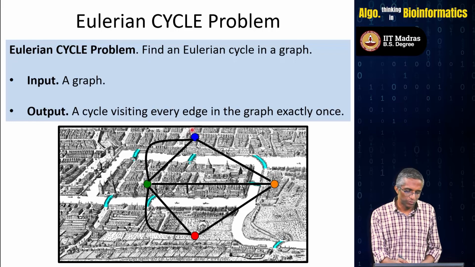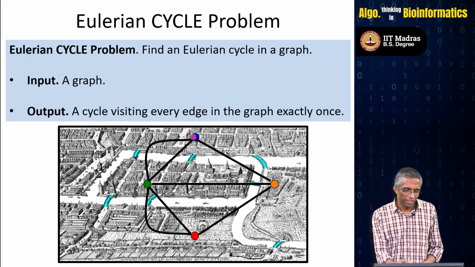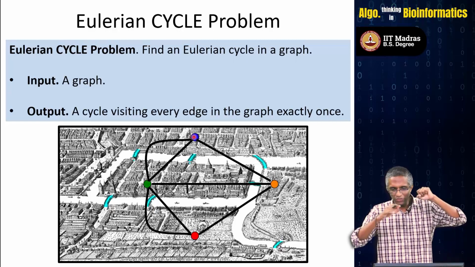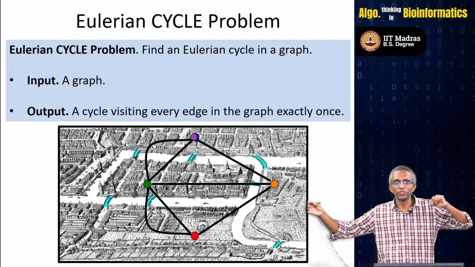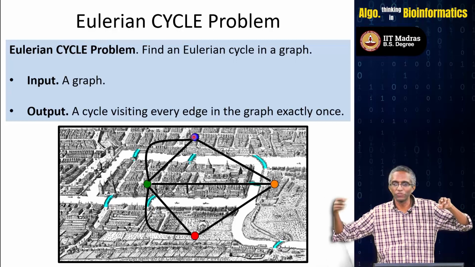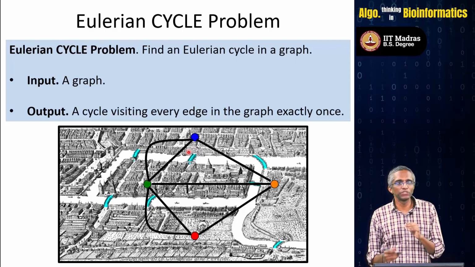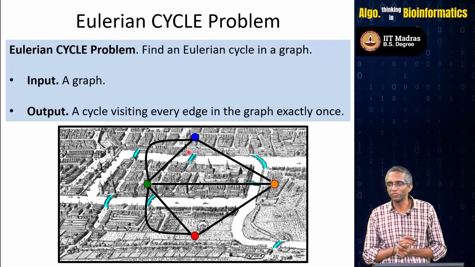So for instance, this blue node, if you go into the node, you will have to come out if this is an intermediate node. If it is a beginning or ending node, only for those two nodes you can allow exceptions. You can start and then you can go to all the other nodes and you can end at some other node. You don't have to come out of the node if you enter the node. But every other node in the middle, if you enter through an edge, you have to exit through a new edge that has not been visited earlier.